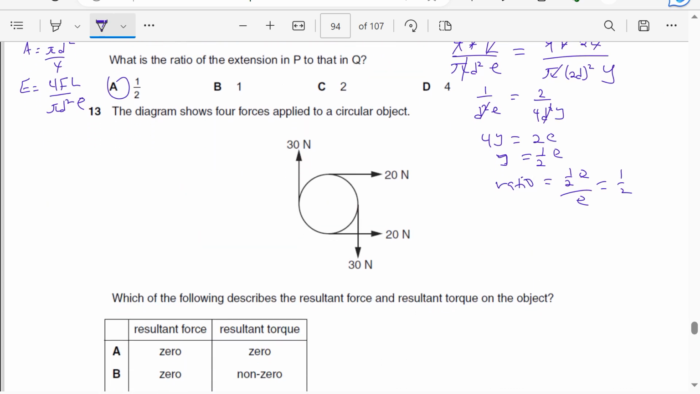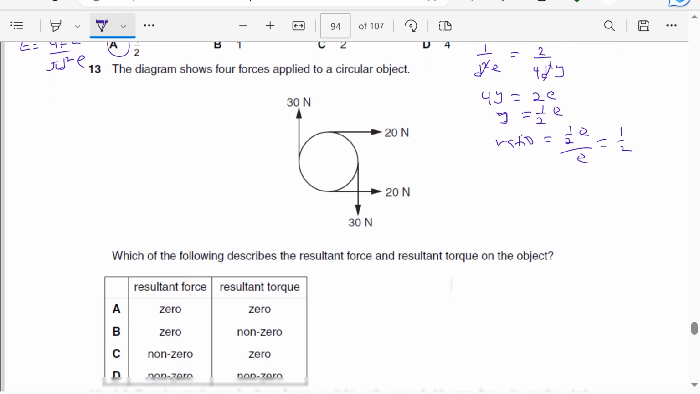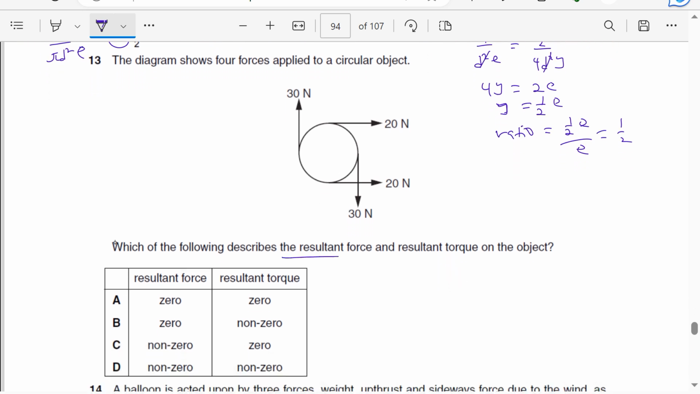The diagram shows four forces applied to a circular object. Which of the following describes the resultant force and resultant torque? Resultant force, this side, it is going to be 40 newtons. In the vertical, it is 0. So the resultant force is not 0 because it is 40 newtons to the right. So it is non-zero. We ignore A and B.